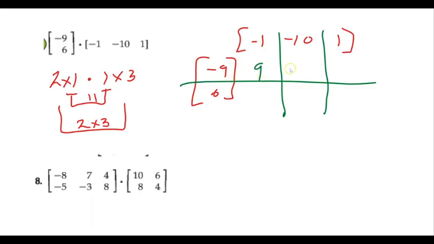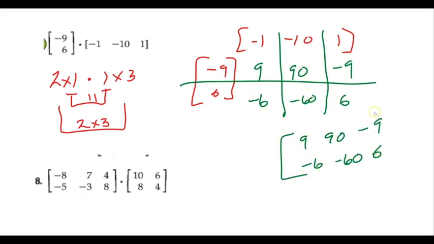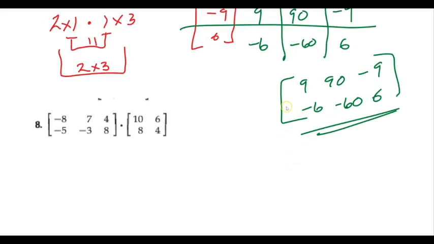Negative 10 times negative 9 is 90. And negative 9 times negative 6 is 54, and negative 6 times 10 is negative 60. There we go. I put a matrix. That's the answer. The next one.